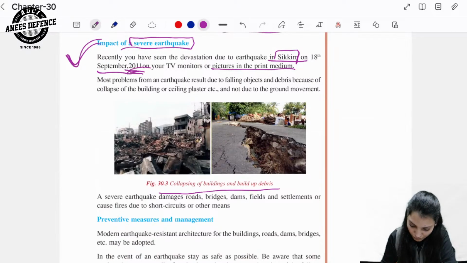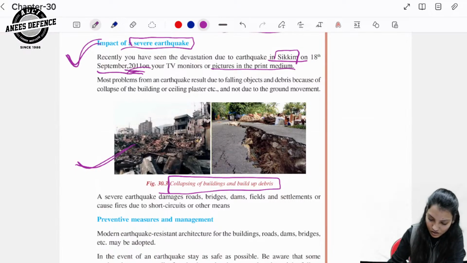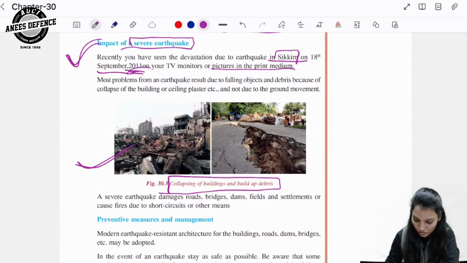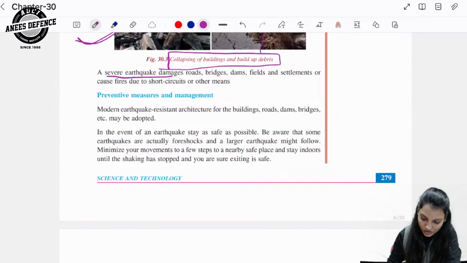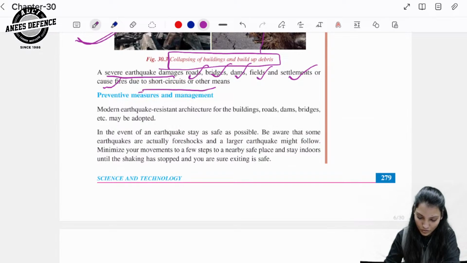Collapsing of buildings and built-up debris. Look at this picture. How a severe earthquake can impact human life. Not only human life, but property damage is also there. A severe earthquake damages roads, bridges, dams, fields, settlements. And this can cause fire due to short circuits. So there is loss of human life as well as property.